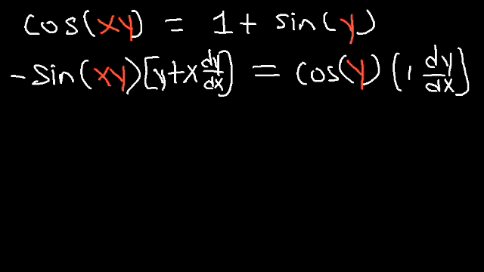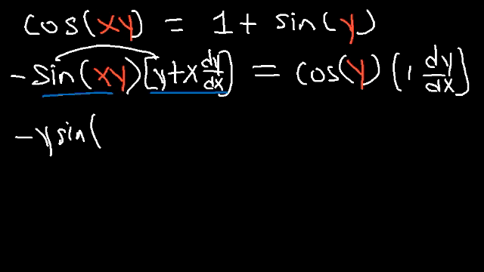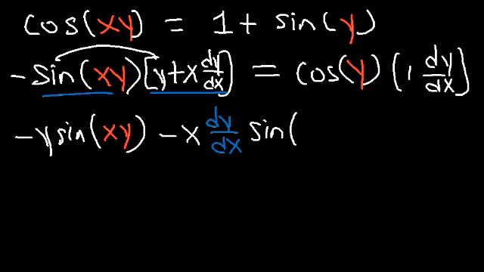So now we need to isolate dy dx. On the left side, let's distribute negative sine to y and x plus dy dx. So negative sine times y is simply negative y sine xy. And negative sine times x dy dx is negative x dy dx sine xy. And that equals everything on the right side.